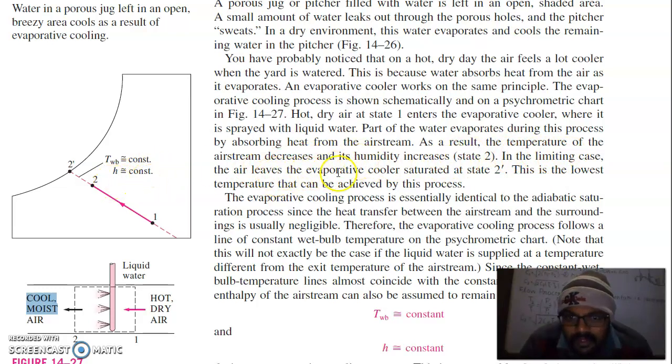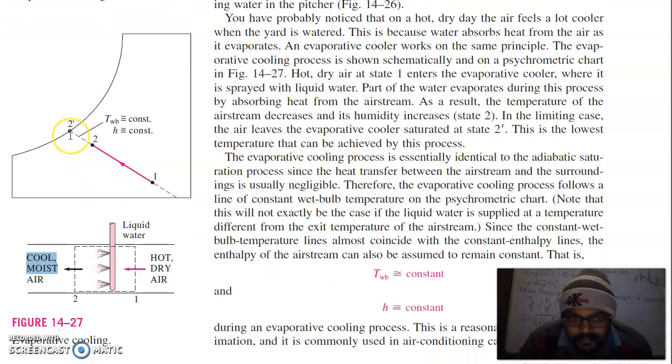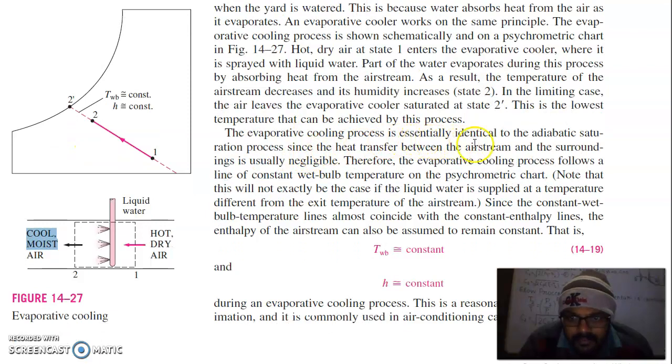In the limiting case, the air leaves the evaporative cooler saturated at state 2 dash. This is the lowest temperature that can be achieved by this process, which is 2 dash. But you can see in this case we achieved up to 2. The evaporative cooling process is essentially identical to the adiabatic saturation process, since heat transfer between the air stream and the surroundings is usually negligible. Therefore, the evaporative cooling process follows a line of constant wet bulb temperature on the psychrometric chart. So this is your constant wet bulb temperature line.